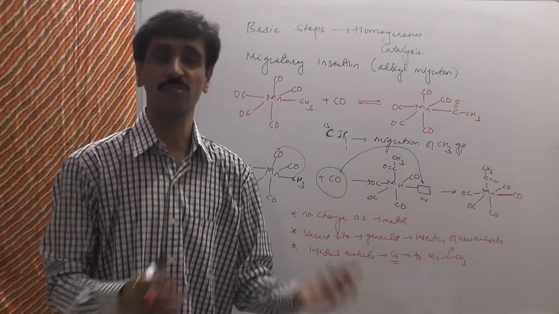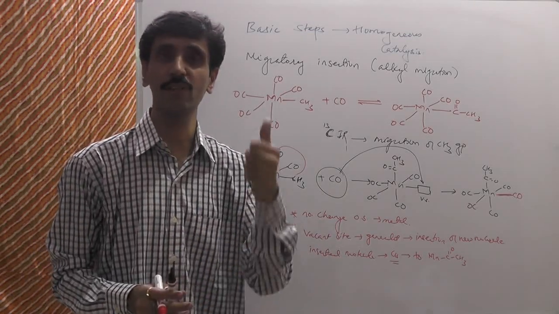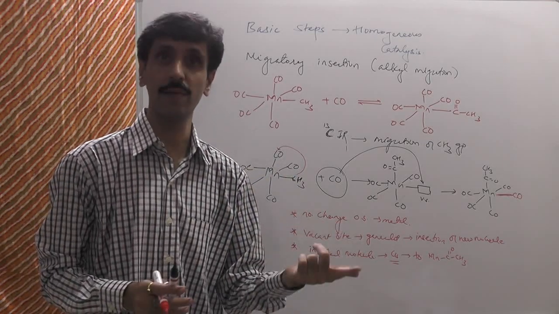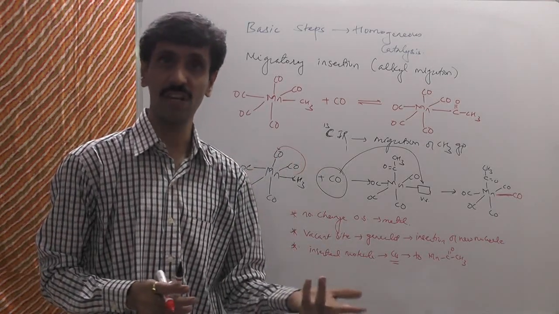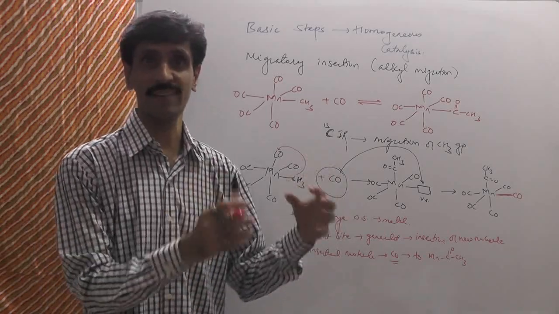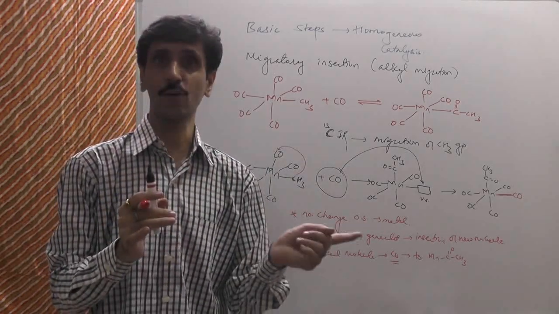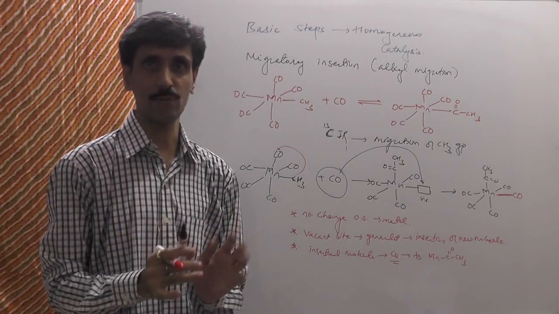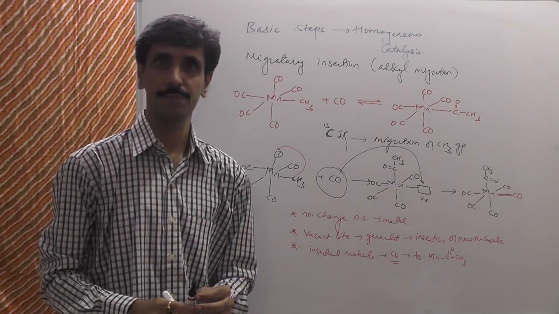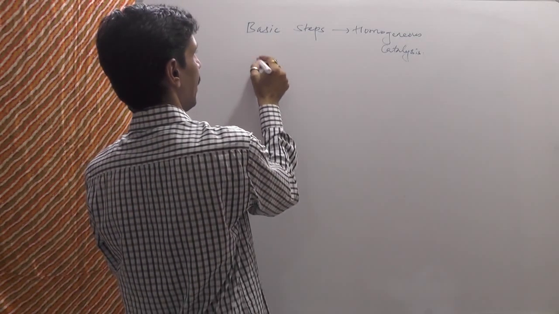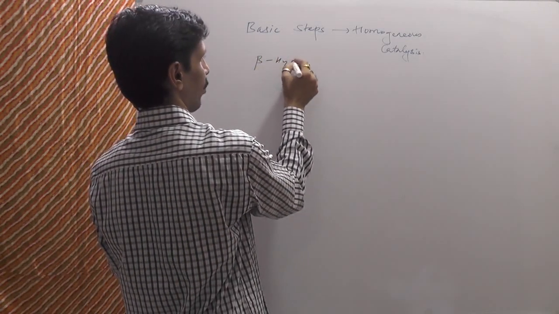So far the steps in front of you are, first one was OA, that is oxidative addition. The second one is reductive elimination. The third one is insertion, and then we talked about how exactly that insertion is taking place. It's via the migration of the alkyl group. So I hope you have understanding up to this. The next basic step is called beta-hydride elimination.